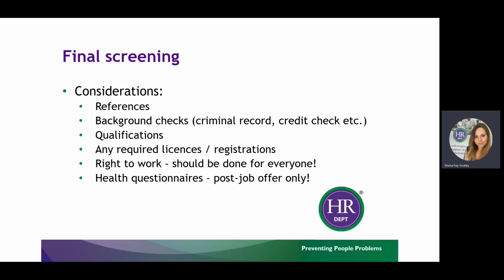What I would say is if something comes up on a health questionnaire that is of concern, I would recommend that you seek further advice on that and don't make a recruitment decision purely based on that. So you might need to get occupational health advice, for example. So I certainly wouldn't be withdrawing a job offer based purely on a health questionnaire, because it might be considered as discrimination. So always take advice if you're unsure on that. But there are those further considerations.